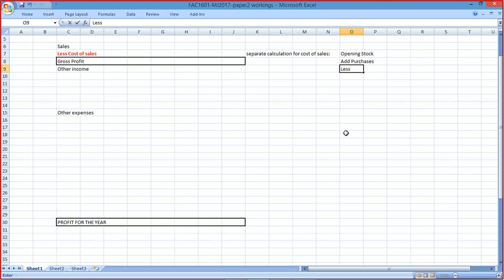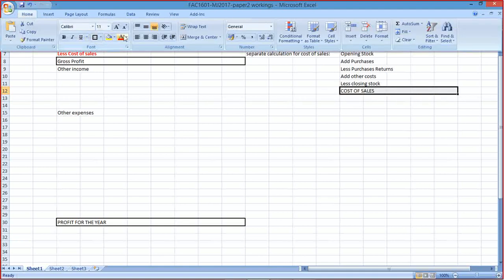Opening stock plus purchases, less purchases returns, add other costs, less closing stock gives you cost of sales.